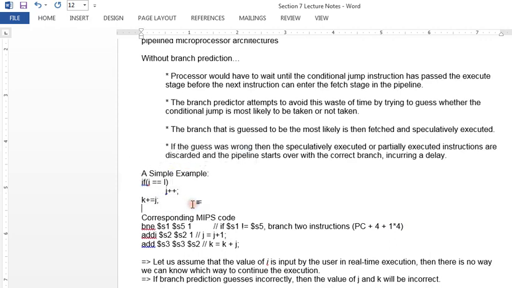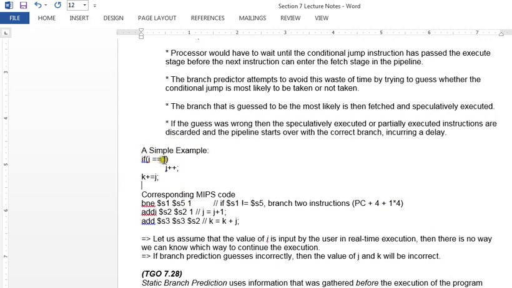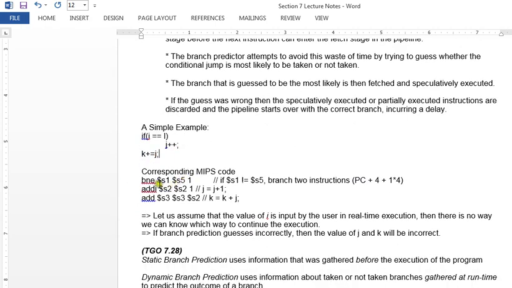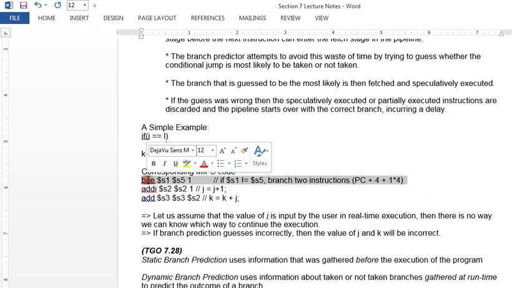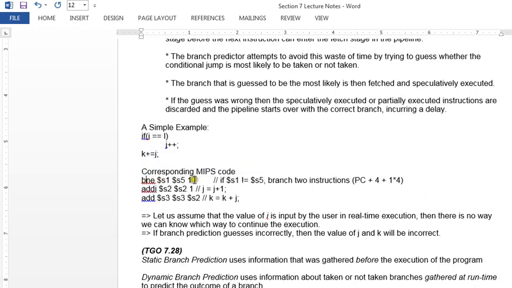We have an if statement: if i equals j, j plus plus, and then k plus j. So we have branch not equal, right? So it's going to compare 1 and 5, right?